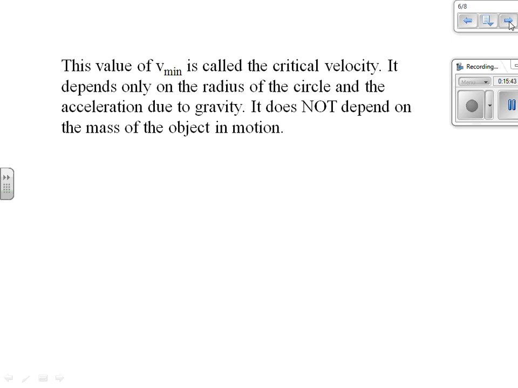Okay, so this value of V min is called the critical velocity. It depends only on the radius of the circle and the acceleration of gravity. It does not depend on the mass of the object in motion. Only on a string. When you have something like a car, then yes, friction and all that matters.